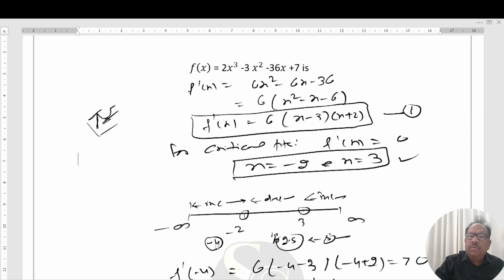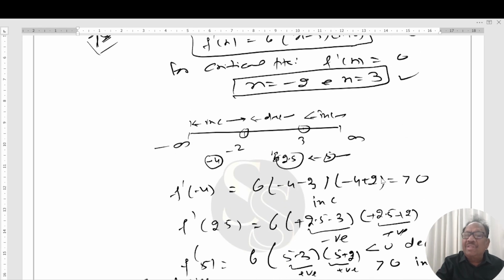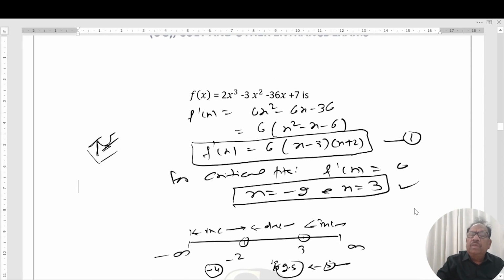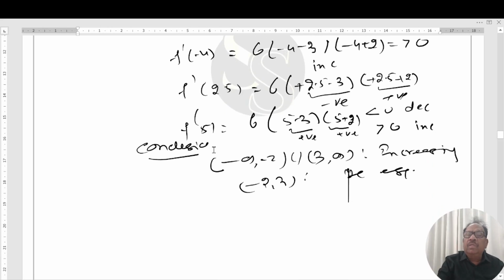In this case, we pick up one value and put it in this expression. It is not necessary to do all the exact calculations. We are concerned with the sign only. We conclude the sign, and after that we mark here whether it is increasing or decreasing. Now it is completely clear. Finally, the conclusion: minus infinity to minus 2 decreasing, union 3 to infinity increasing, and minus 2 to 3 decreasing, right?